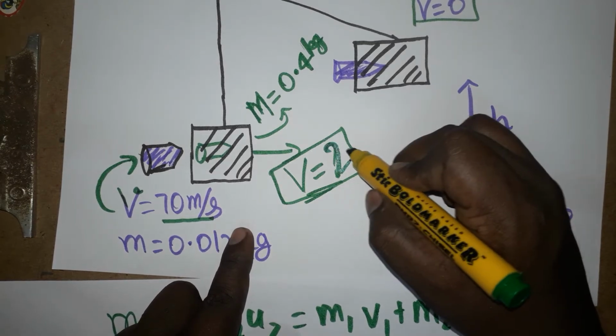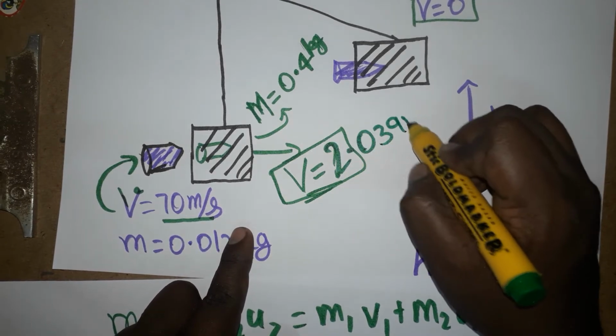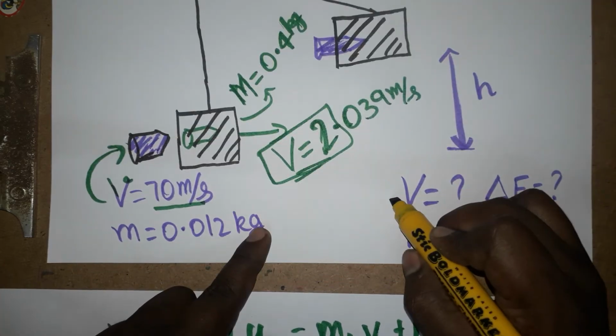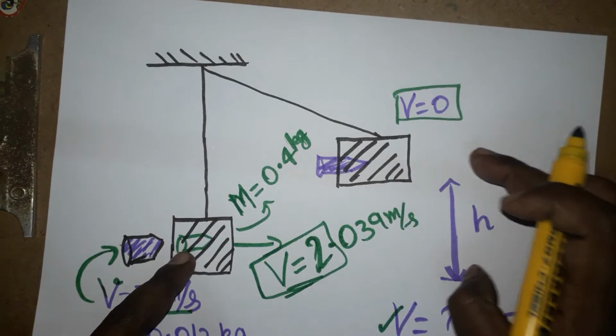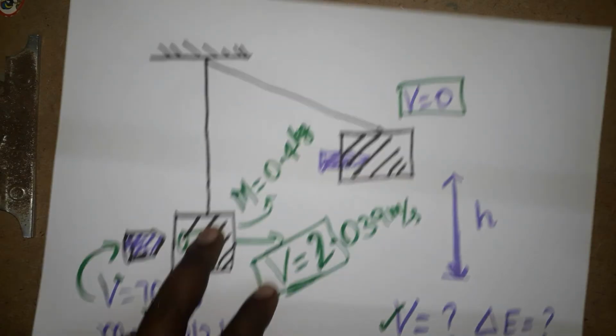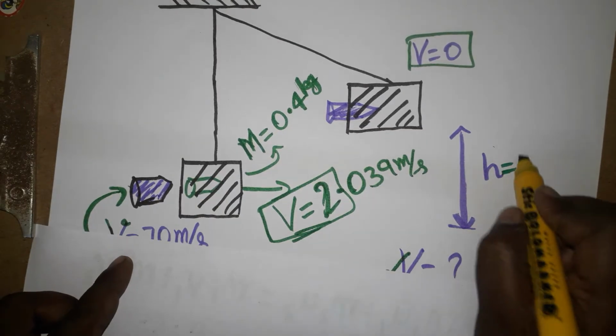This is the velocity at which the bullet and block together move. This answer is 2.039 meter per second. Now I got the velocity. Next, how much height is going to rise? That's the other question.